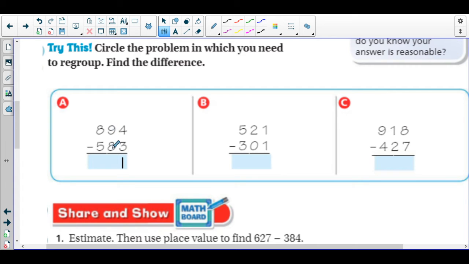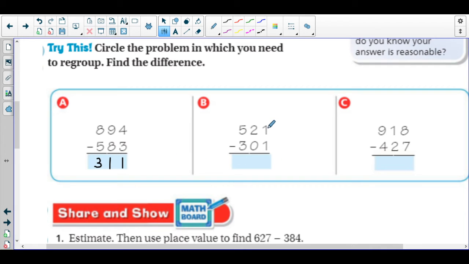All right, 9 minus 8, all right, the 9 is greater than the 8, so I can just go ahead and take the 1 right there. Can I take 5 from 8? Absolutely, and I would get 311.